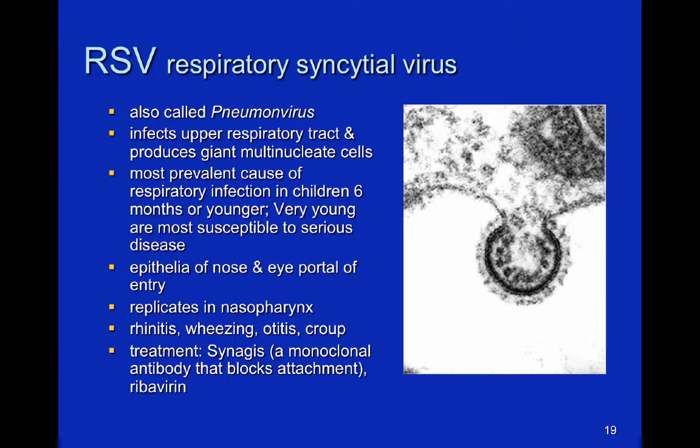It is the most prevalent cause of respiratory infection in children 6 months or younger, and the very young are most susceptible to serious disease. So it will infect the epithelial cells of the nose and eye as the portal of entry, and it will then replicate in the nose and throat, causing rhinitis, wheezing, even ear infections, croup. Treatment that seems to be effective here is this monoclonal antibody that will block attachment to the epithelial cells of the nose and eye. And this drug is referred to as ribavirin.